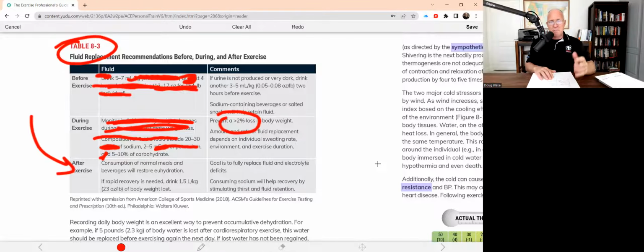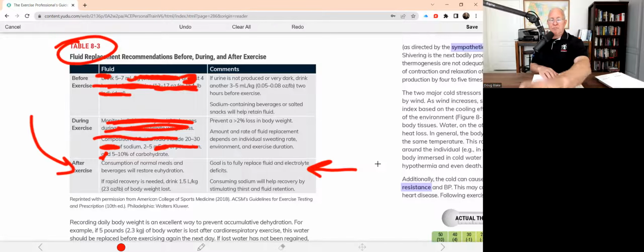And obviously you're monitoring. That's what this part over here was telling you. If you can monitor it, then for sure do it. Let me get rid of this and this. So prevent a 2% loss in body weight, prevent greater than 2%. That's the number I've got to memorize. In body weight, amount and rate of fluid replacement depends on individual sweating, blah, blah, blah. That's obvious. Third one right here.